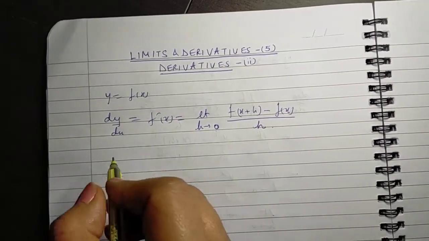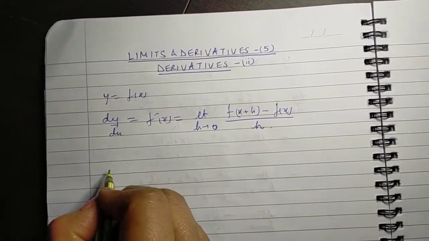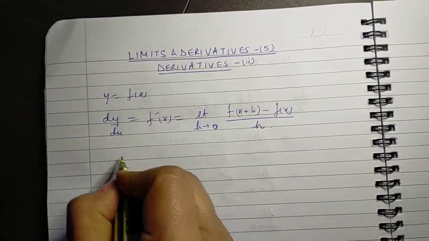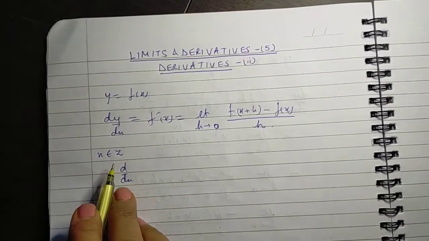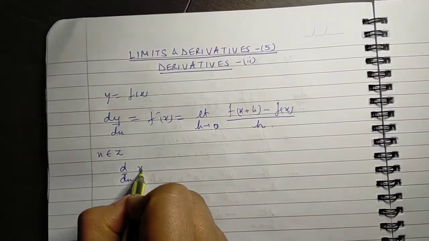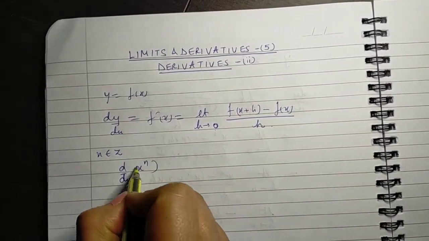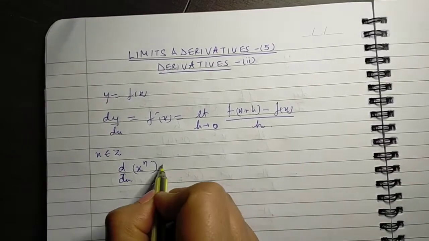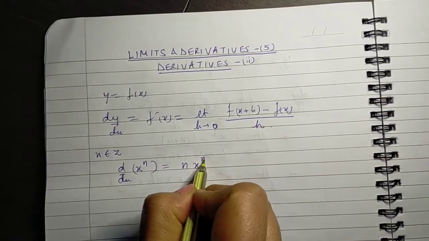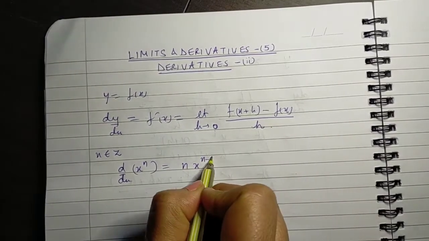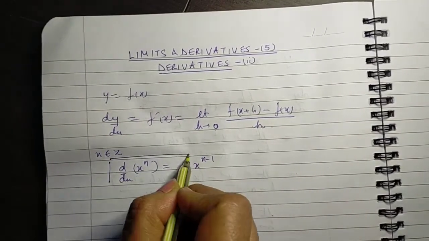Then we had also done that in case n is an integer, positive, negative, or 0, we found that the derivative of x raised to the power n, by this principle only, comes out as n times x raised to the power n minus 1.